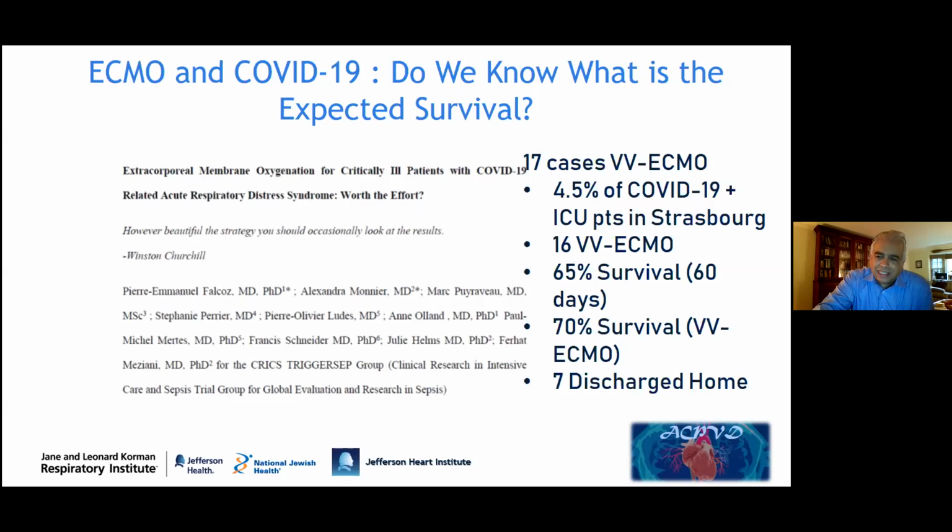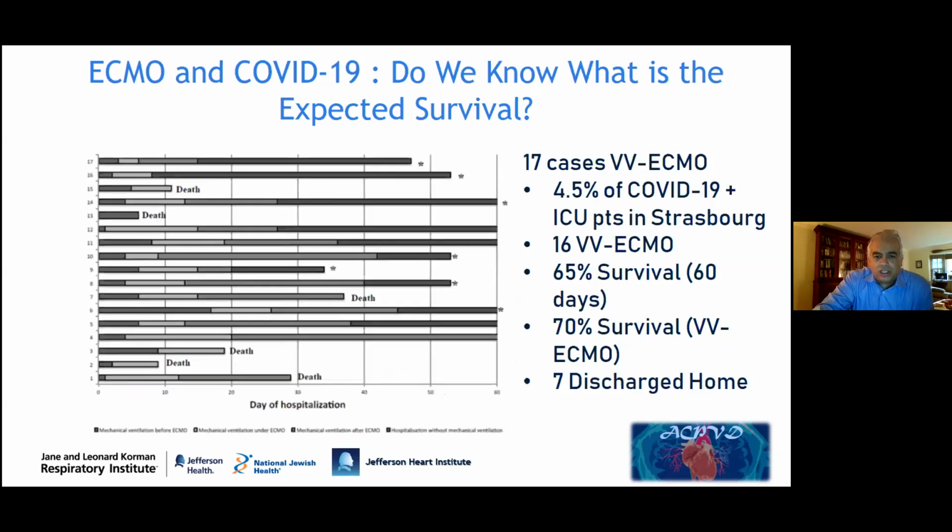The survival was 65% at 60 days. Again, very similar to what the Euro-ELSO numbers were looking like very early. The difference here is this is 60-day survival. This is truly going to be potentially a durable number as far as these patients doing at least well from a survival perspective long-term. 70% survival, by the way, in the VV-ECMO alone, and 7 patients were discharged home. Here's their time course again to the 60 days, 7 patients discharged home, and in this case, 6 deaths out of 17 and 5 deaths out of 16 in the VV-ECMO case.